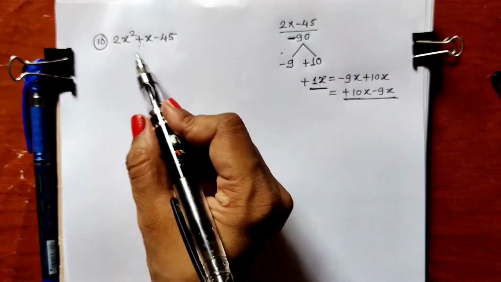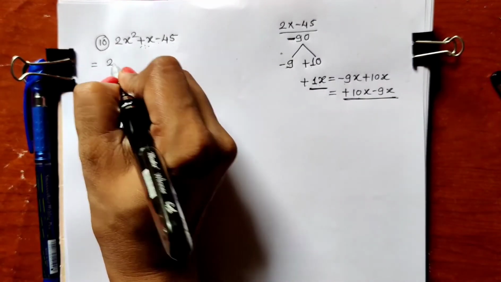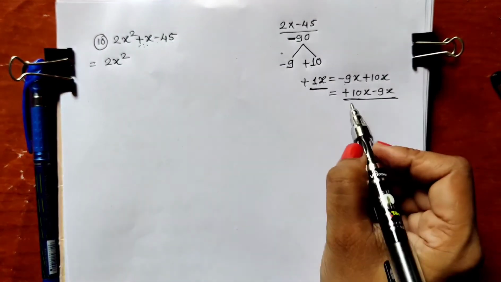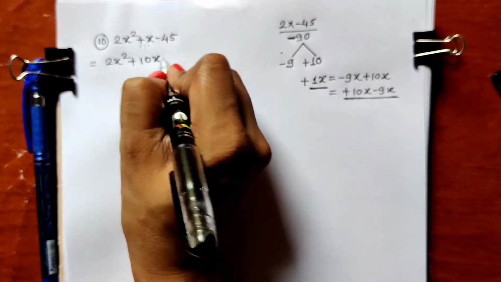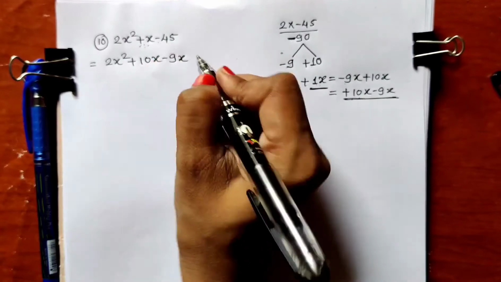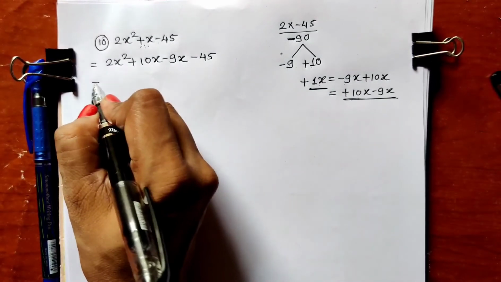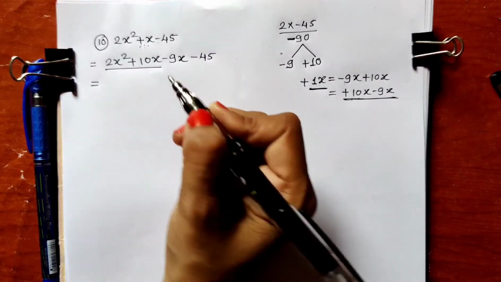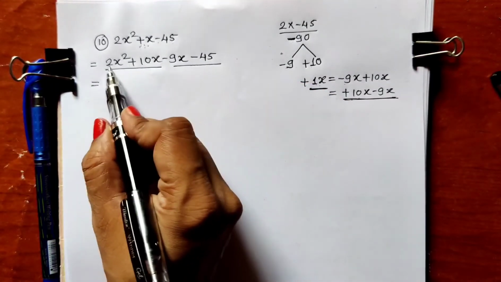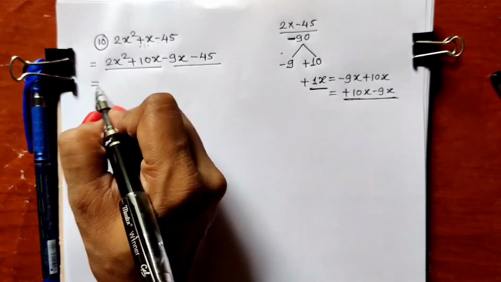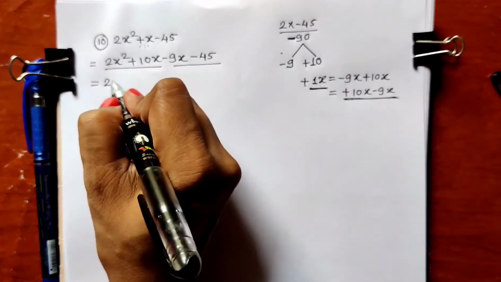So we will be splitting the middle term into two terms. First term we write as it is, 2x square. In place of middle term we will be writing these two terms, 10x minus 9x. And minus 45 last term we write as it is. Now we will take out common from first and second term and from third and fourth term. We can see that 2 is common because 10 is divisible by 2, so 2 is common. X square and x is common.